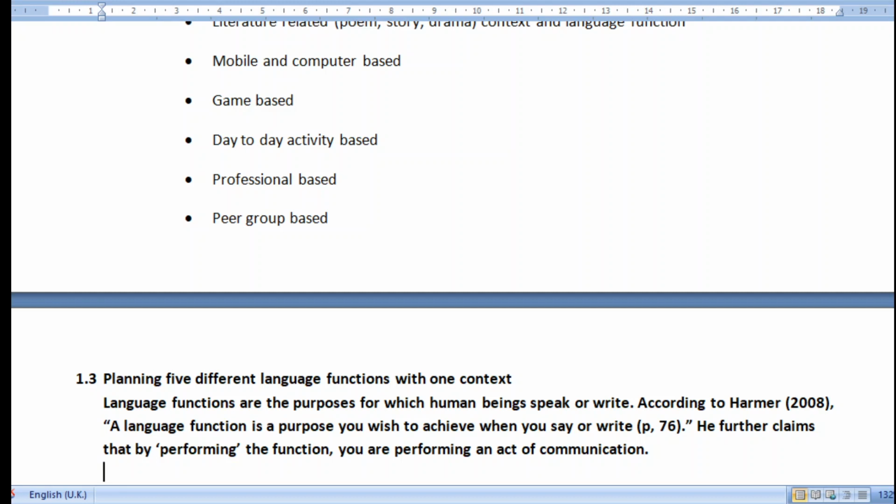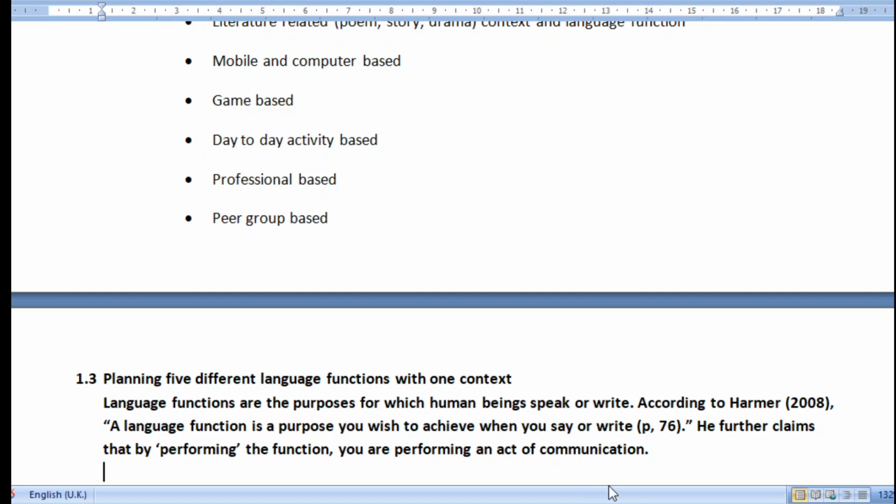Peer group based, that means how they are interacting with their friends, that is called peer group based. That means the subject or the situation or the context between their friends, you can use such topics as the real life context. So that is the first part. Okay, that is the first part regarding the question.